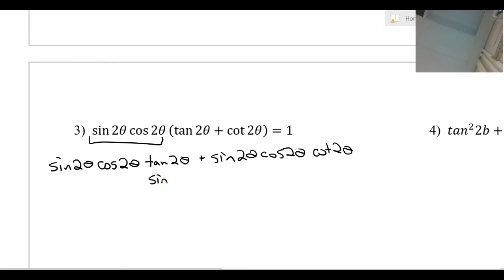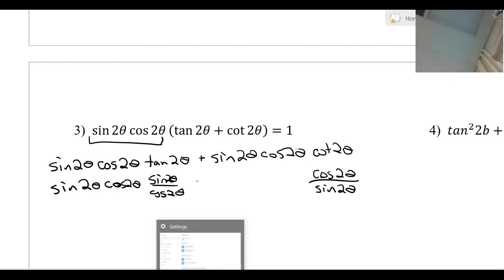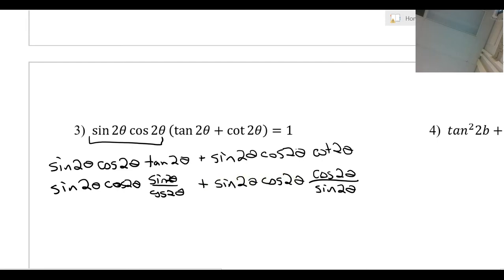Now, tangent is sine over cosine. Cotangent is cosine over sine. We bring down the rest of them. Do you start to see where we're going to go next? Okay, now I got cosine and cosine reduce out. I'm left with sine squared 2 theta. On the second part, I have sine and sine reduce. I'm left with cosine squared 2 theta. This is Pythagorean identity. It's 1. 1 equals 1.